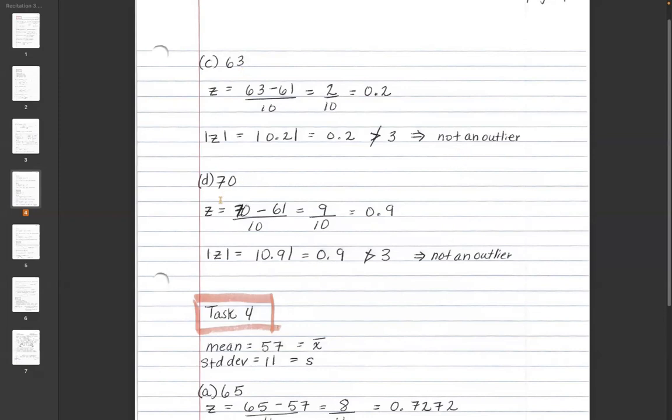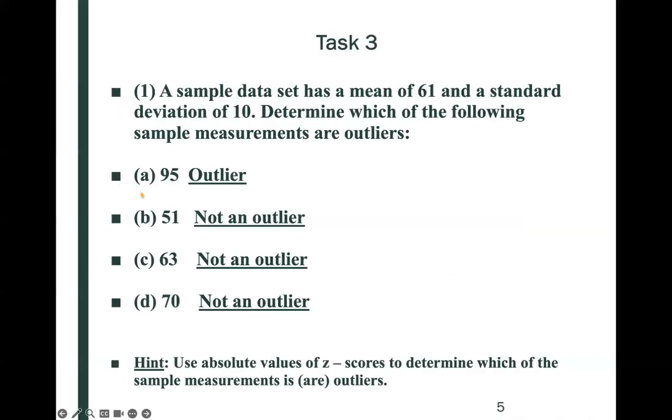Next, we want to calculate the z-score for 70. So 70 minus the mean, 61, divided by 10, is 9/10 or 0.9. And so the absolute value of 0.9 is positive 0.9 still. So that is not greater than 3. So we do not have an outlier. So the only outlier that we had was 95 for this data set.